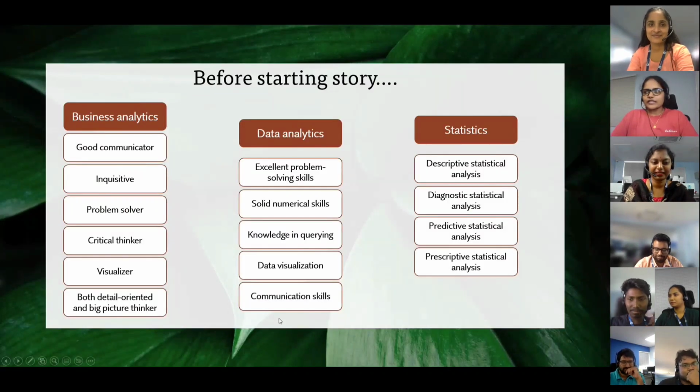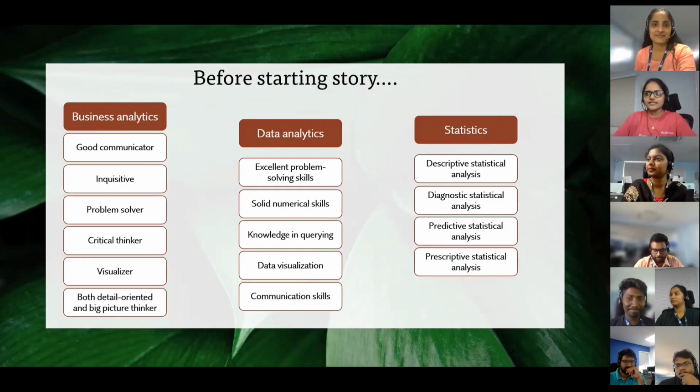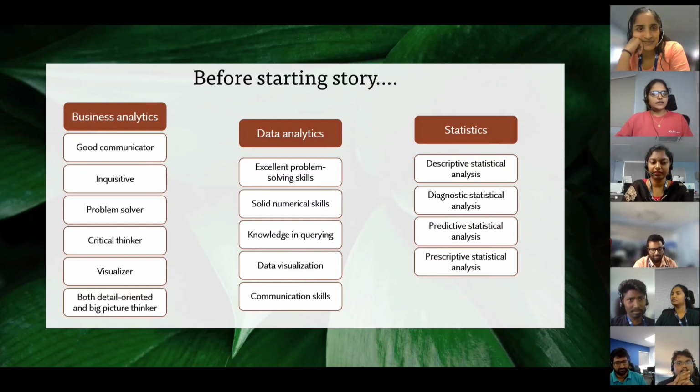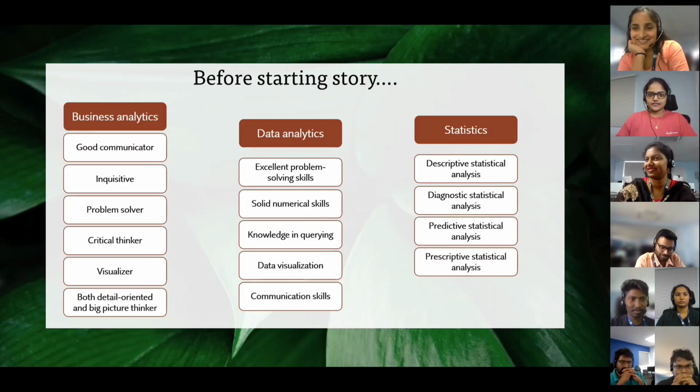Before starting the story, first we'll try to understand these three words: business analytics, data analytics, and statistics. I know for some of us, statistics is a new word, so we'll go to statistics at the end. Well, first we'll start with business analytics. What do you guys think? What is business analytics? I don't want too much attention, that is the reason I'm asking questions. You guys can answer.